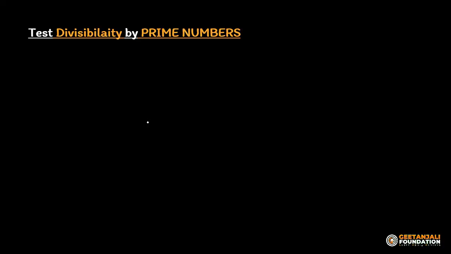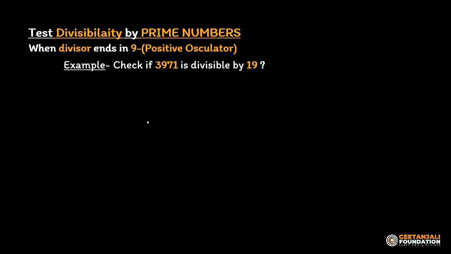So what is the process? Test divisibility by prime numbers. Now we will observe the steps, how we can go about it. When the divisor ends in 9, you get a positive oscillator. I will explain with the help of an example. All these steps we will do one by one.